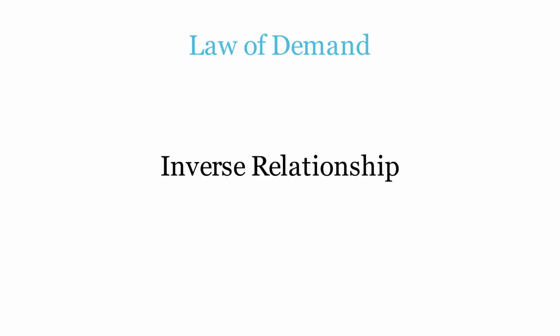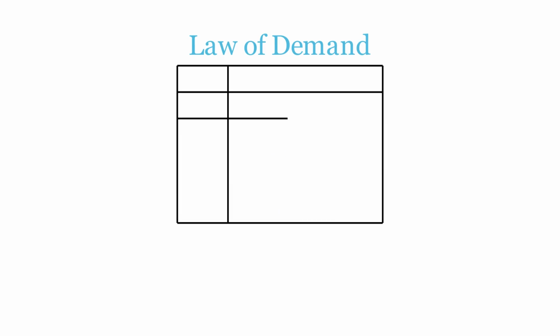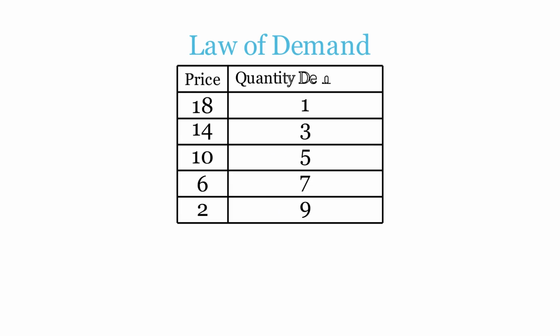Hello everyone. In this video we will understand the law of demand. According to the law of demand, there is an inverse relationship between price and quantity demanded, which means that when the price of a commodity increases, its demand decreases, and when the price decreases, its demand increases. Let us understand this with the help of a table and a graph.